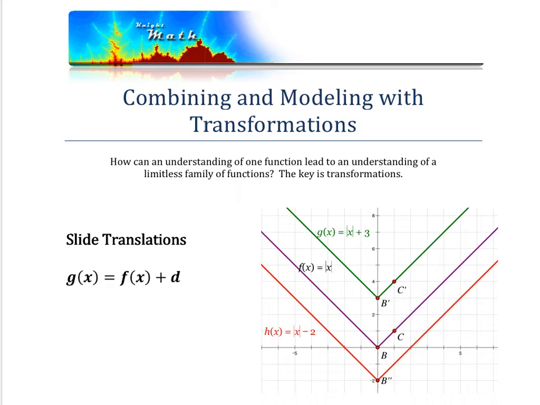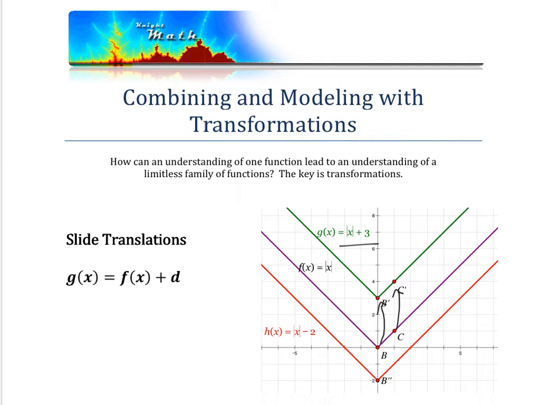Now what happens when we take the absolute value of x and we add 3 to it? Well, everything is going to move up 3. So when we're adding to the outside after we perform the function, we're adding 3. Everything goes up 3. So this 0, 0 is going to go up 3. This point right here, this 1, 1, is going to go up 3 units north. So everything's going up 3.